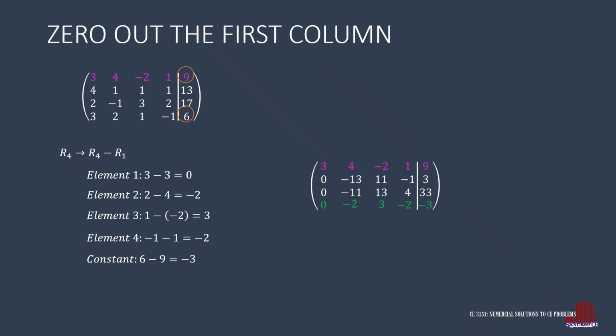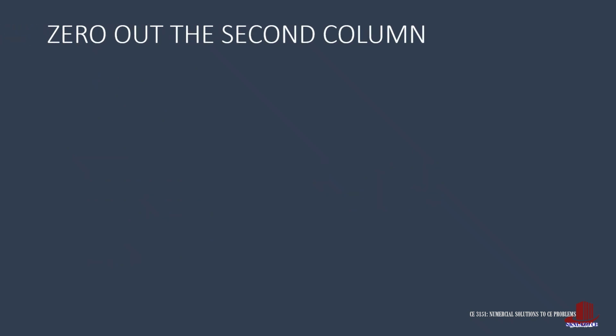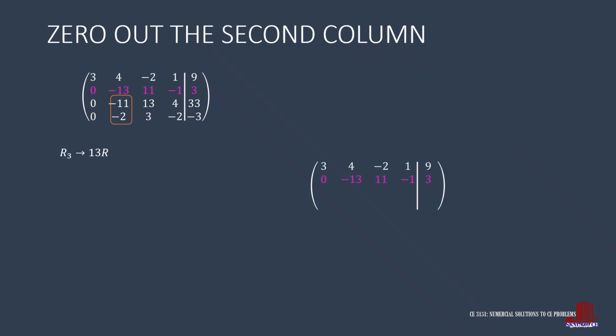This completes the procedure for the first column. Now we proceed to the second column. Use the second row as the zeroing out row, also termed as pivot row, and we are to zero out elements from the second column under row 2. That is elements of -11 and -2. From row 3, the operation is 13 of R3 minus 11 of R2.